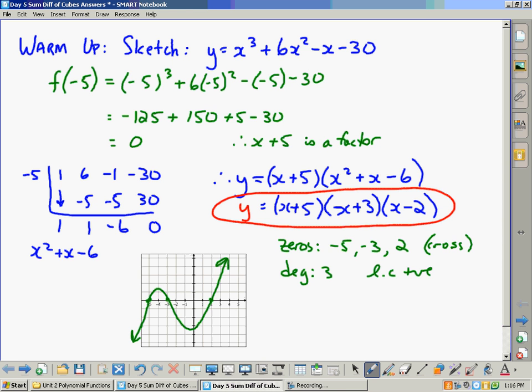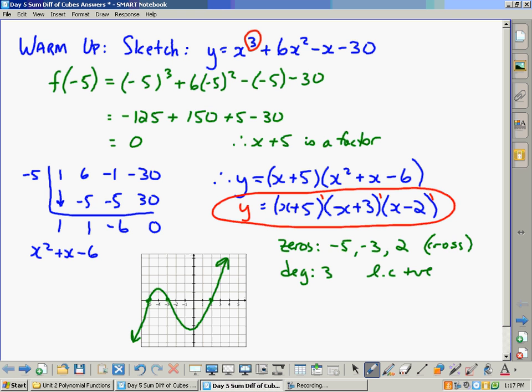Now I see that I have 3 roots, one of them at -5, one of them at -3, and one of them at 2. And since they all have an order of 1, they're going to cross. The degree in total is 3. I get that either from seeing that it's order 1 plus 1 plus 1, and I get a degree of 3. Or remember, very back at the beginning, I can see that the degree is 3 there.